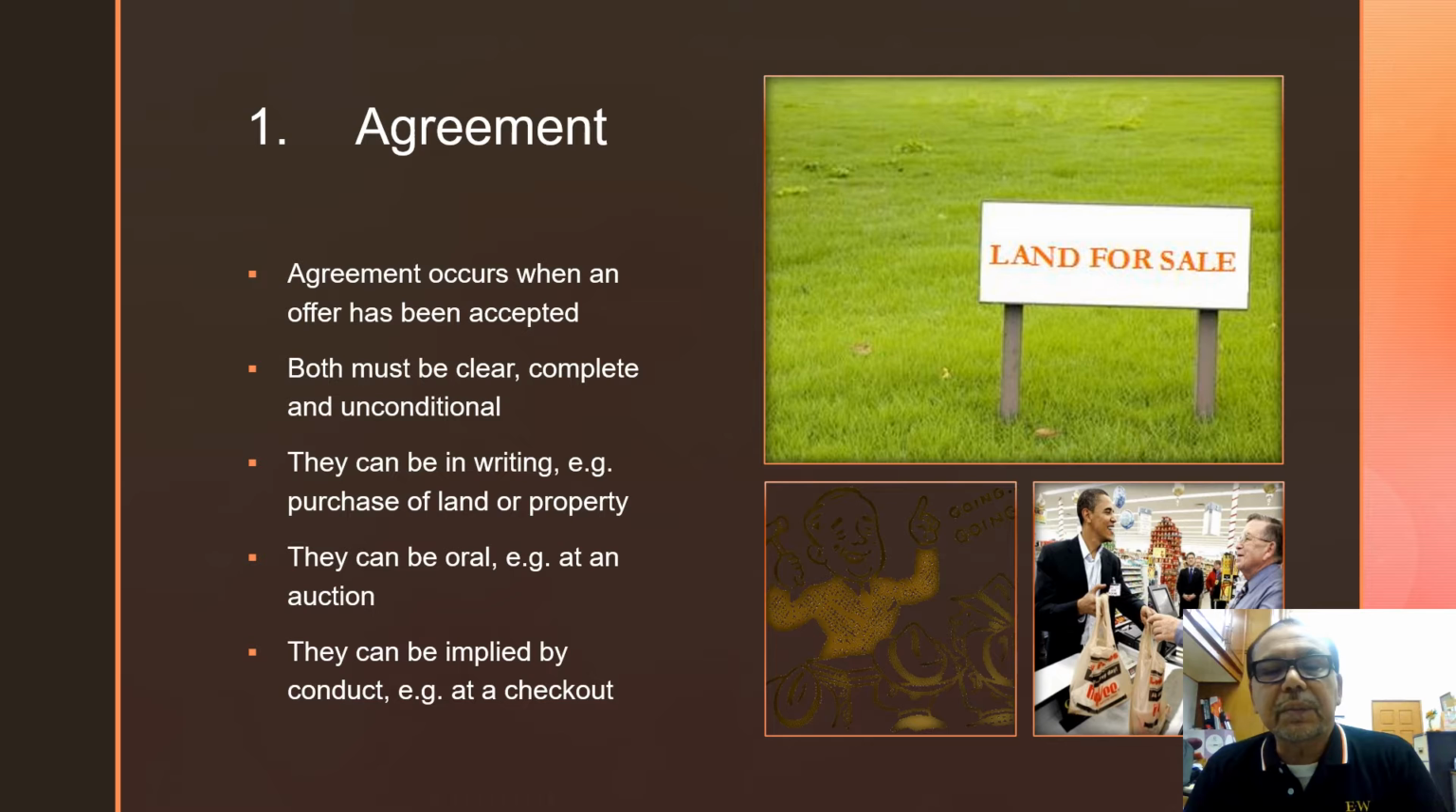Like in an auction also, same thing. If you go to an auction, they say, okay, this house is for sale at 100,000. Anybody accept? Somebody says, okay, I accept at 100,000. That is oral. So a contract is done through oral also.